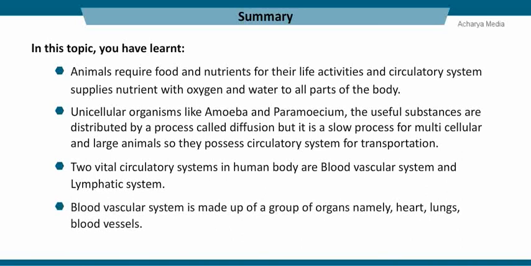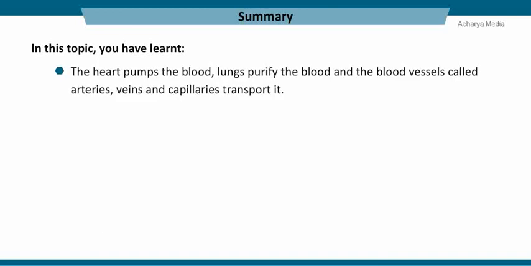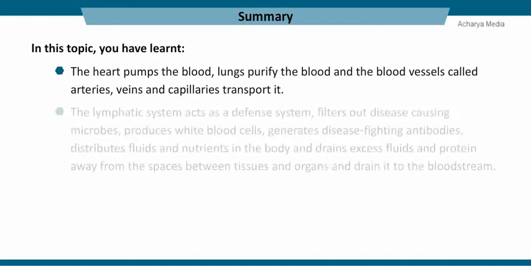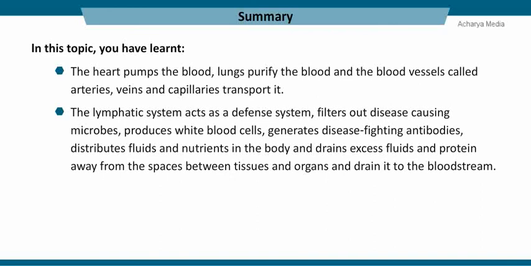The blood vascular system is made up of a group of organs, namely the heart, lungs and blood vessels. The heart pumps the blood, the lungs purify the blood, and the blood vessels called arteries, veins and capillaries transport it. The lymphatic system acts as a defense mechanism, filters out disease-causing microbes, produces white blood cells, generates disease-fighting antibodies, distributes fluids and nutrients in the body, and drains excess fluids and proteins away from the spaces between tissues and organs and drains it to the bloodstream.